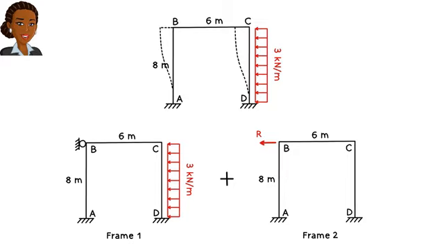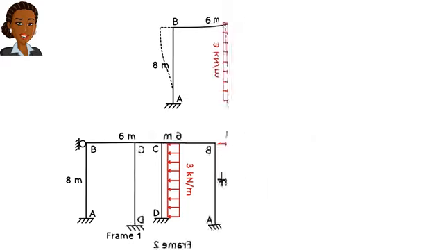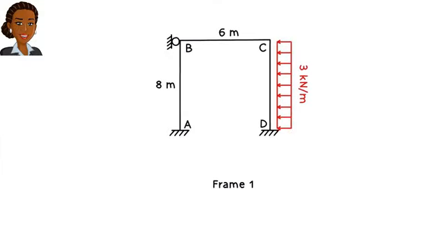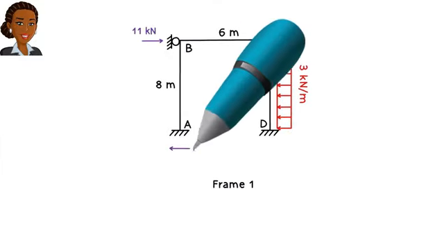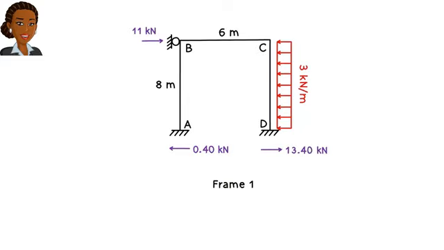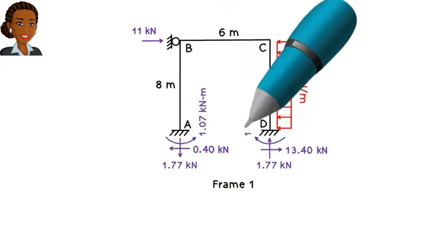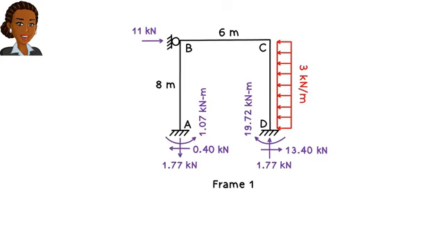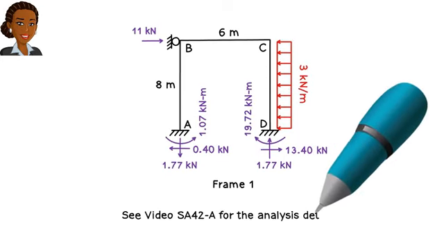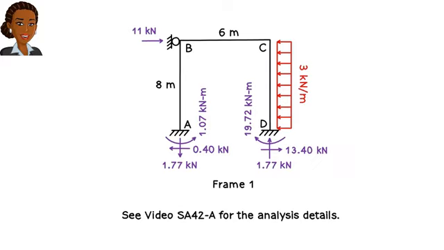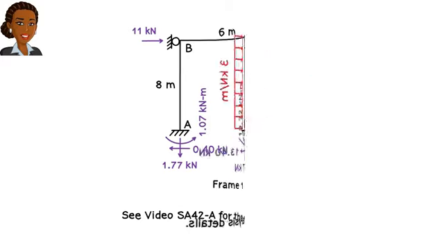Per lecture SA40, we can analyze frame 1 using the moment distribution method. Instead of going through the specifics that you can find in video SA42A, I'll just show you the results here. Note the horizontal reaction at B. Its magnitude is 11 kilonewtons. This means R equals 11 kilonewtons.